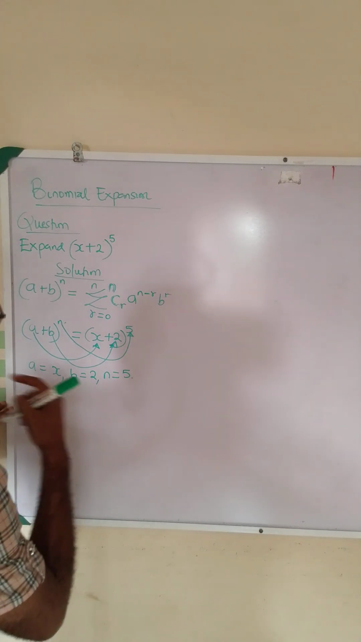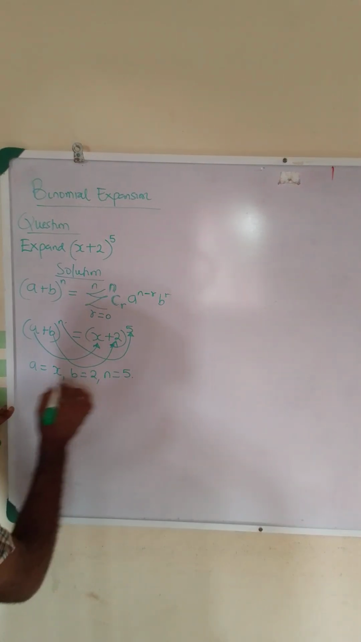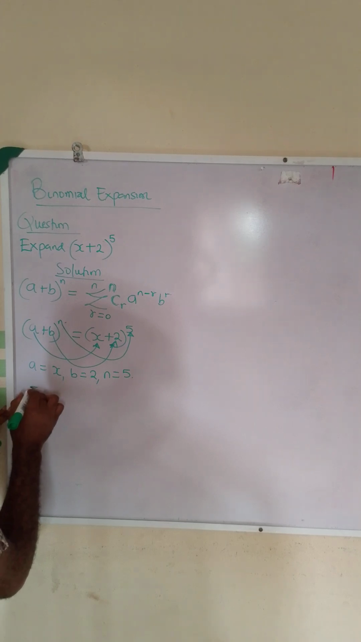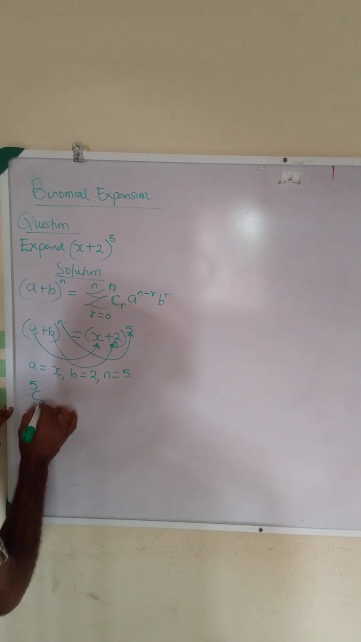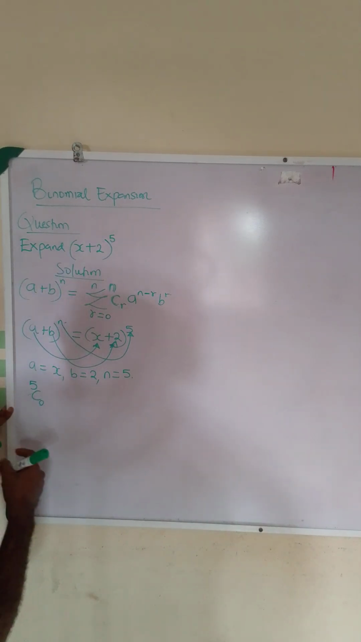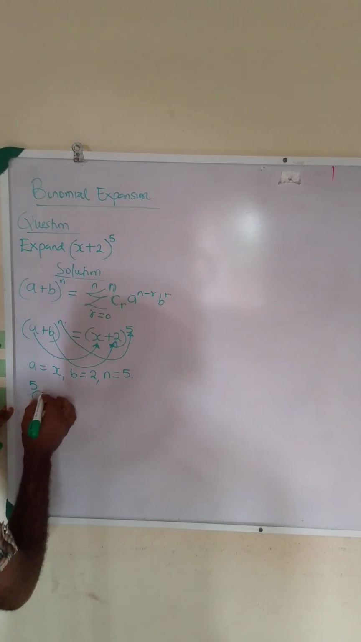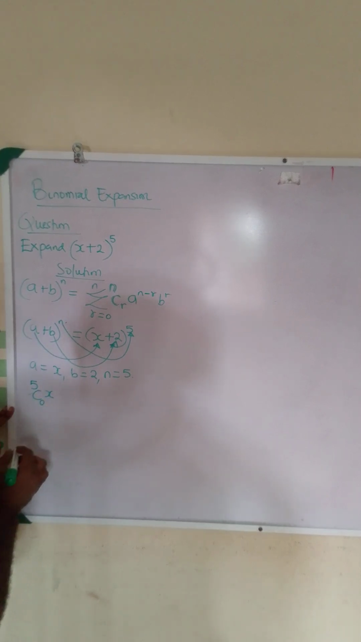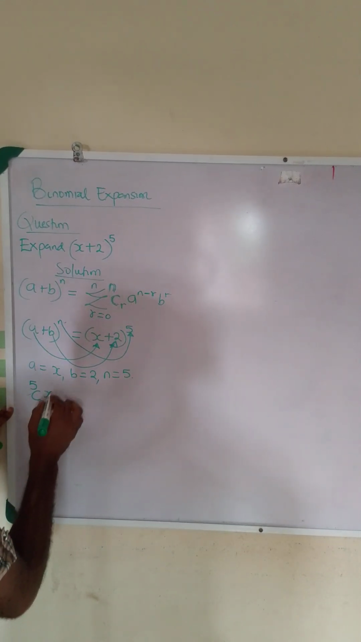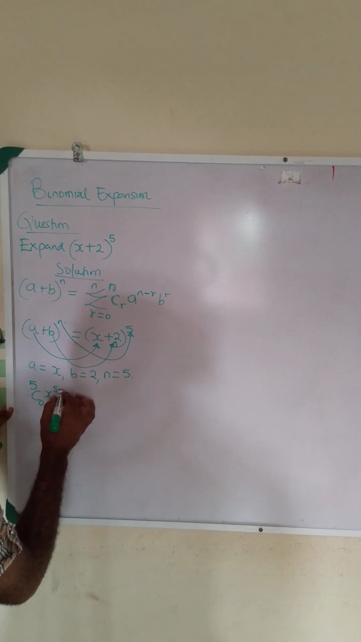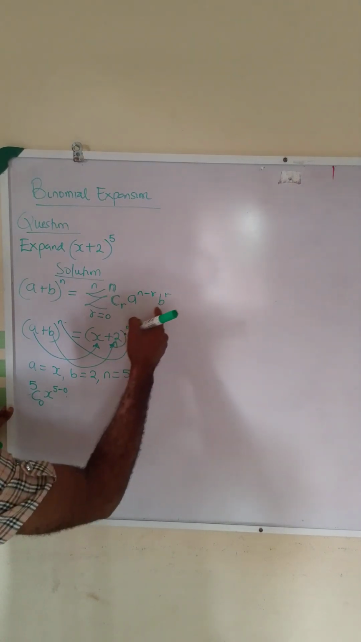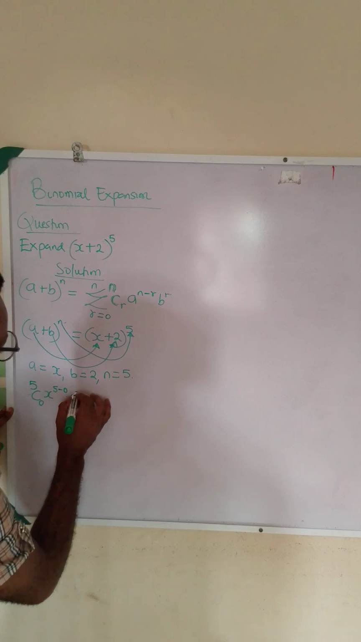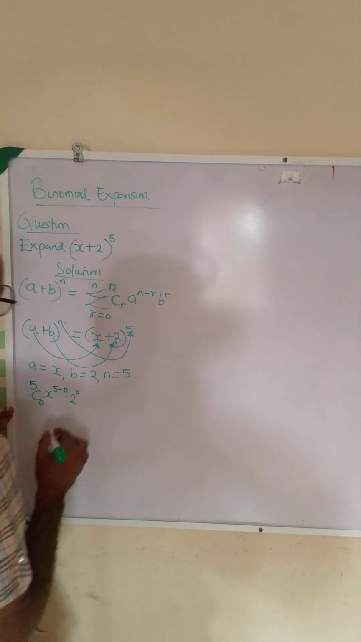So let's solve this. We are going to have n is 5 for the first term, so we have 5 combination r. What is our r? r is 0, we are starting from 0 down to 5. So a is x, and we have x raised to n, which is 5, minus r, which is 0, dot b, which is 2 raised to 0. So we are done with the first one.